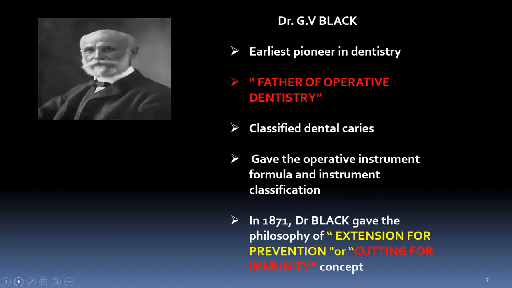So coming to the pioneer in dentistry, Dr. G.V. Black is known as the father of operative dentistry, and he classified dental caries. He gave the operating instrument formula and the instrument classification. And in 1871, Dr. Black gave the philosophy of extension for prevention, or the cutting for immunity concept, in the tooth preparation ideology.